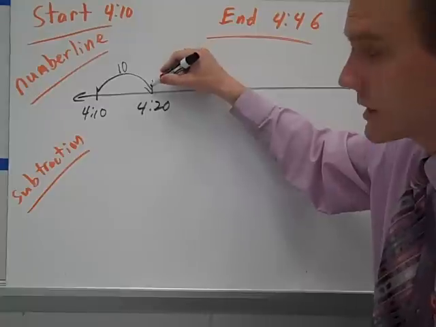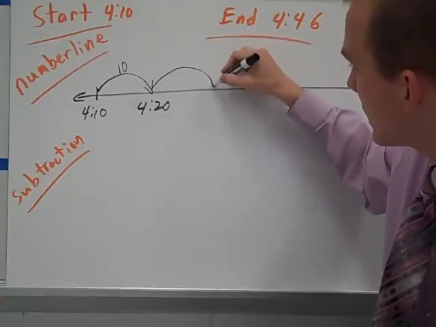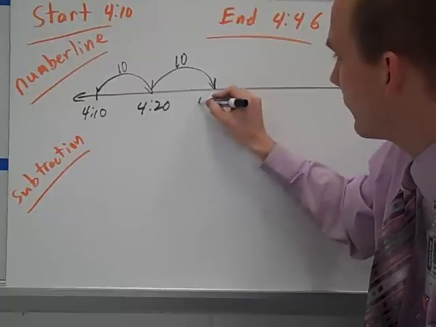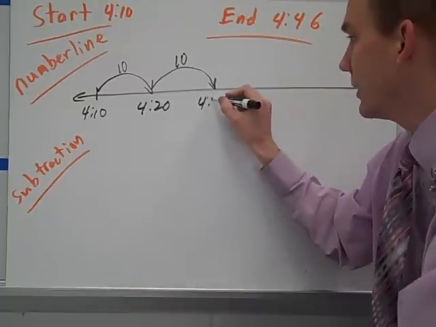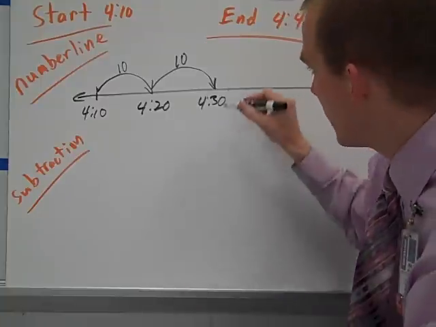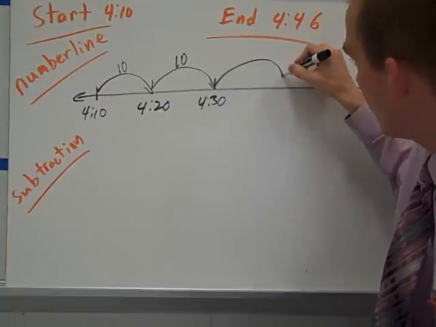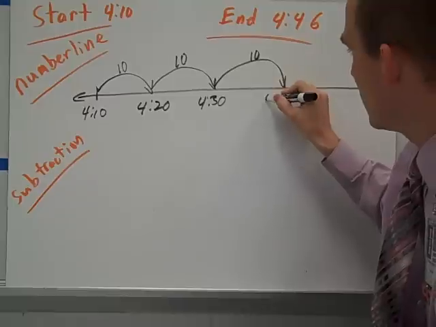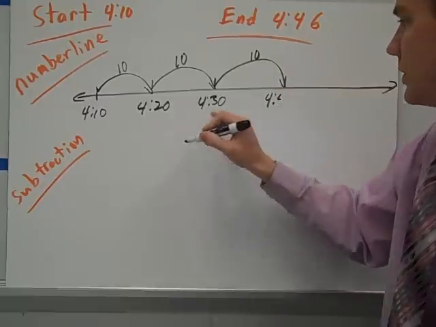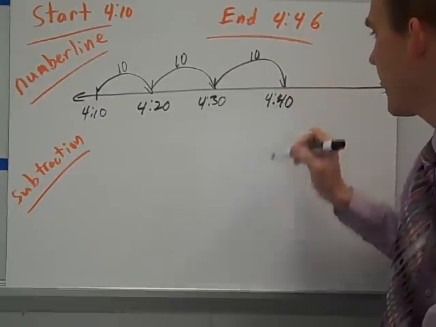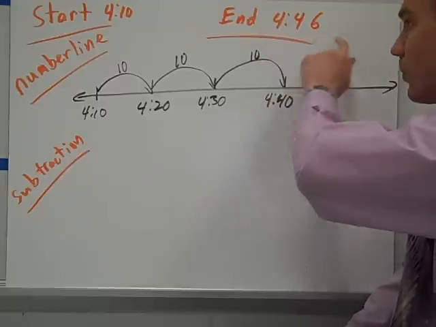Not at 4:46 yet, so I keep jumping. 10 more minutes. 4:10, 20, 30. Okay? And not at 4:46 yet, so I can jump more. Jump 10 more minutes. 4:10, 20, 30, 40. 4:40. Alright, I'm getting close because 4:40.